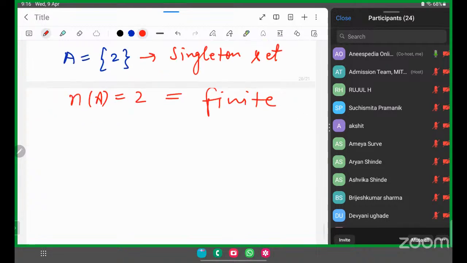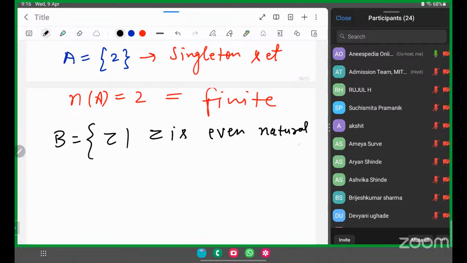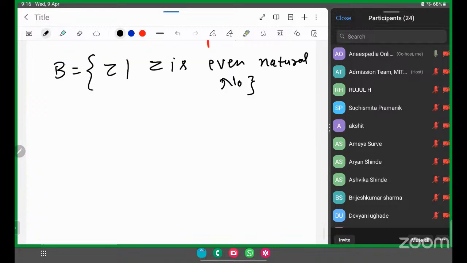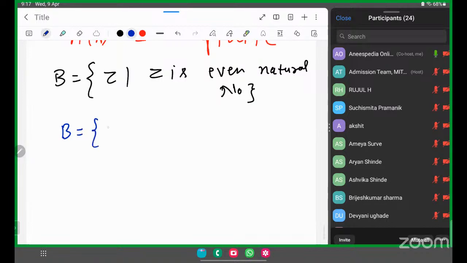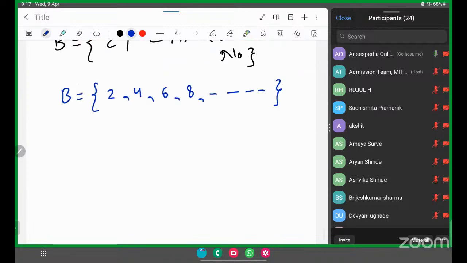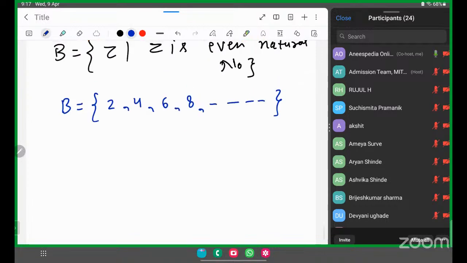If I write another set B, which is z such that z is even natural number. So what will be set B? Set B will be like 2, 4, 6, 8, and so on. Yes or no? So this will be the example for infinite set. Understood?